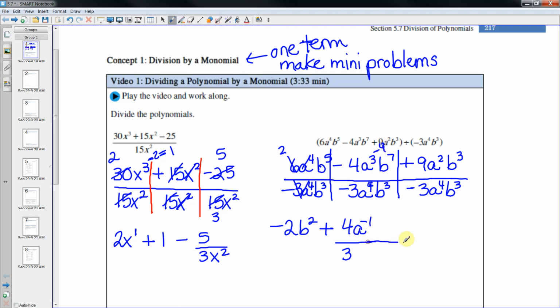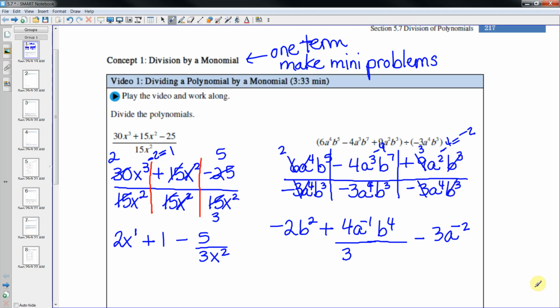I'm going to take care of that in just a few minutes. And then I've got b to the 7th over b to the 3rd. 7 minus 3 would be b to the 4th. Then I'm going to move to the last one. 3 goes into 9 3 times. It's going to be negative because I have a positive divided by a negative, so minus 3 on top. Here I've got a squared over a to the 4th, so 2 minus 4 is a negative 2, so I have an a to the negative 2. And then b cubed over b cubed just cancels out.